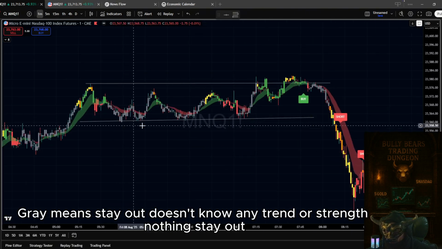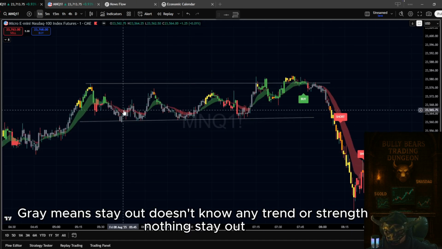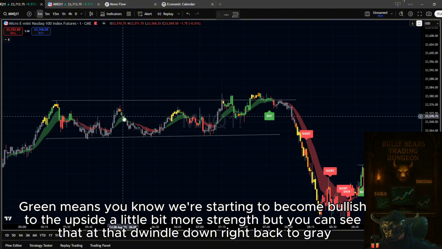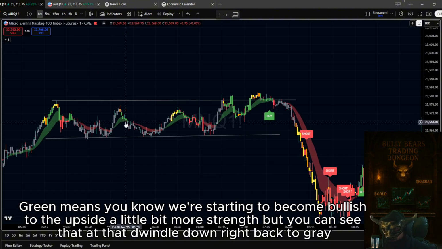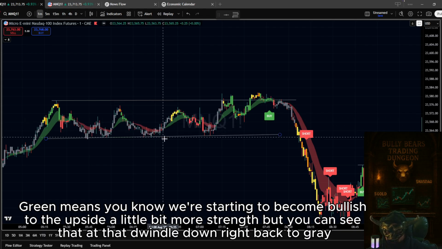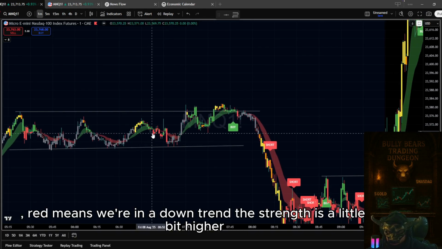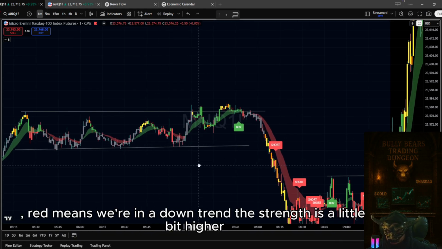And we'll go over the colors real quick. Gray means stay out. It doesn't know any trend or strength. Nothing. Stay out. Green means we're starting to become bullish to the upside, with a little bit more strength. But you can see that dwindled right back down to gray. Red means we're in a downtrend. The strength is a little bit higher.